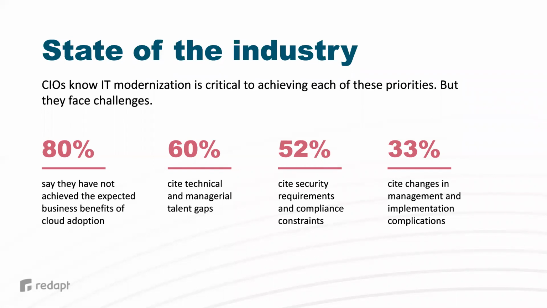And the last, a smaller percentage, about 33%, which is still about a third, are talking about change management and implementation complications. So if you look across the entire spectrum, there are definitely challenges across both technology as well as talent and management, which are causing some of these goals, around increasing revenue, getting agility, or cost optimization, not to be reached by these businesses. So that's, in a nutshell, how we look at the state of the industry between goals and challenges.